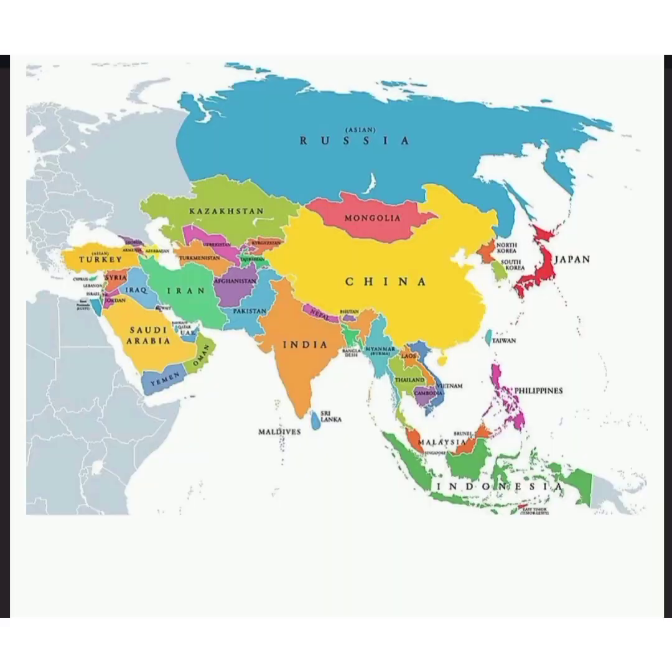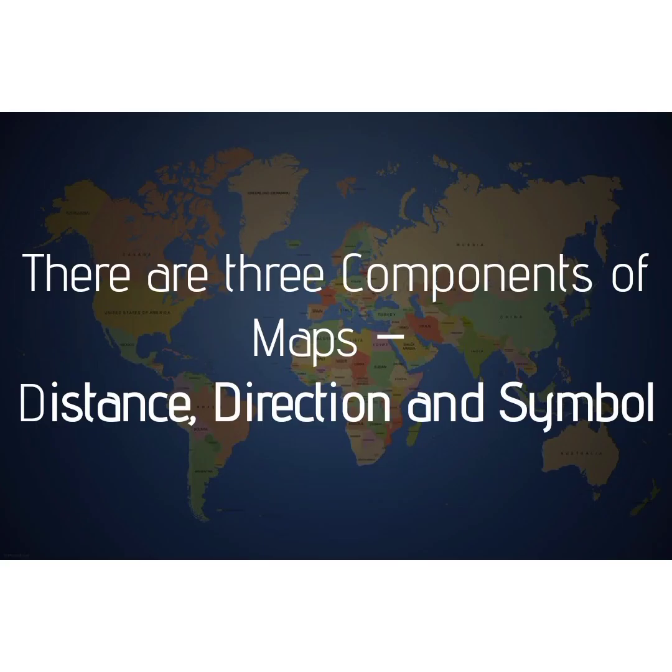Now you have understood the definition of a map and the types of maps. Now we will see the components of a map. Okay, so what are the components of a map? So first is distance.